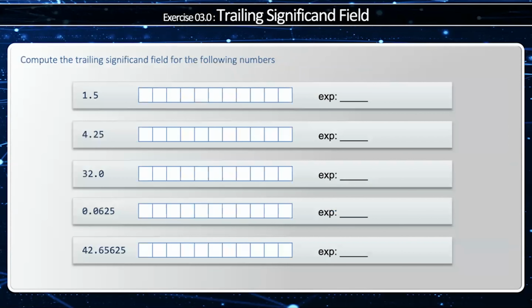Okay, try this yourself. Here are 5 problems. Each one is an increasing level of difficulty: 1.5, 4.25, 32, 0.0625, and then 42.65625. See if you can find the trailing significant field and the associated exponent with each.